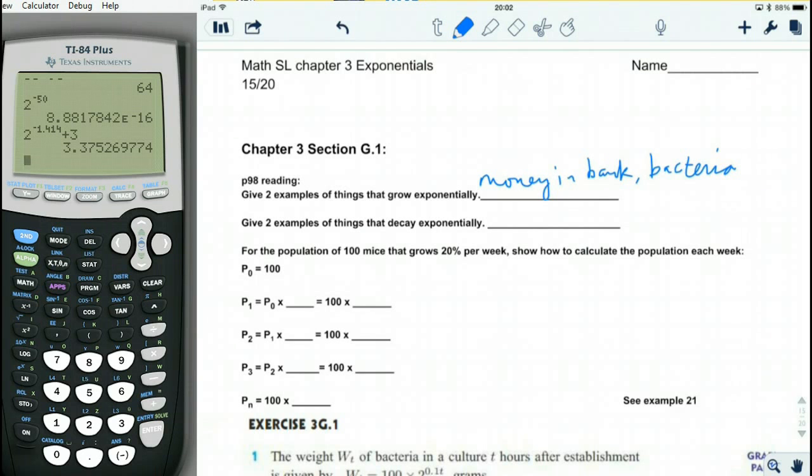Maybe we could say, you don't have to put things in the book, you could make up things. Things like value of money. And the other thing might be radioactive material. Okay, that's usually the example that books use a lot.